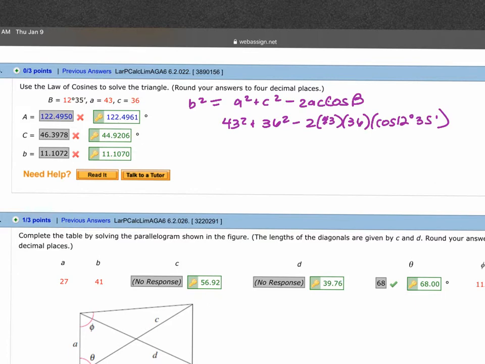So for B, it would be 43 squared plus 36 squared minus 2 times 43 times 36 times the cosine of 12 degrees, 35 minutes, which is why it's so important that you make sure that you are using the calculator that you are going to use tomorrow so that you're comfortable with it. So B here is 11.10699, so 70, which is that one.